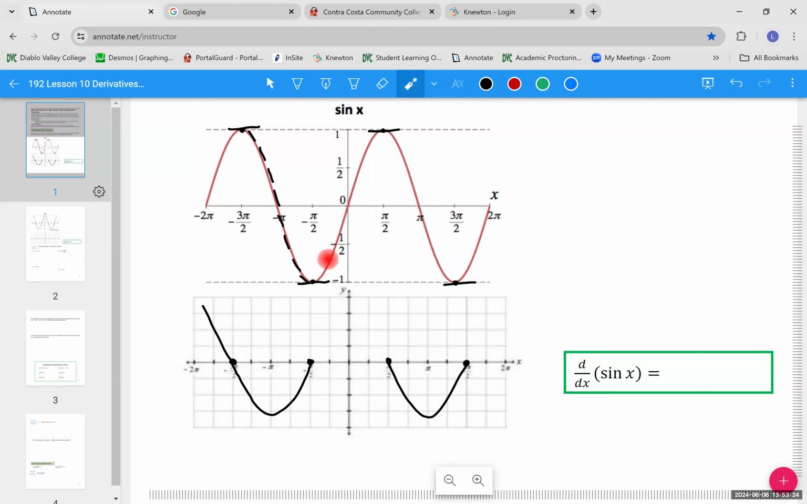And last but not least, we'll look at this section between negative pi over 2 and pi over 2. So sine of x is increasing. That means we're going to expect the derivative to be in the positives. And same sort of pattern. Starts at 0, immediately gets steeper, hits a max steepness, and then gets less steep back to 0. So something like this. Okay. And we could start that on this end. We didn't have the whole picture there, but that's okay.